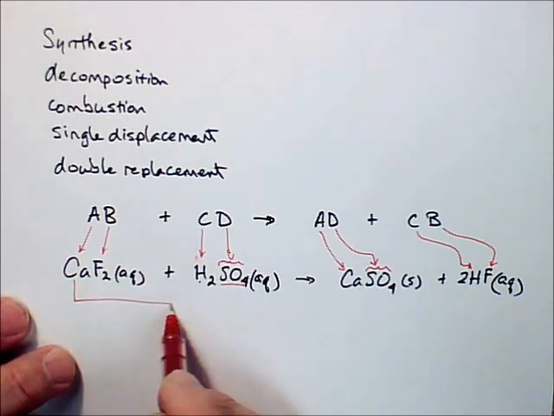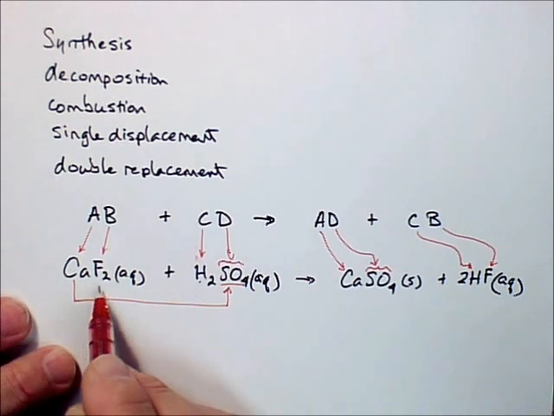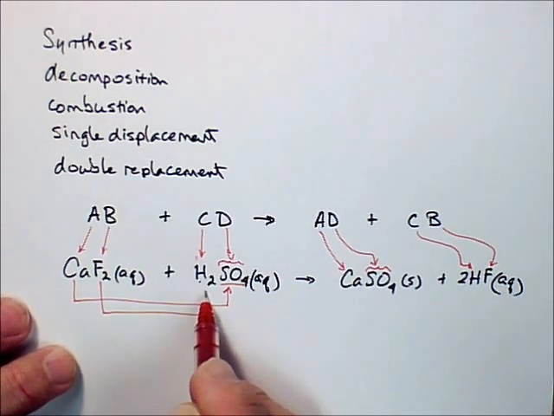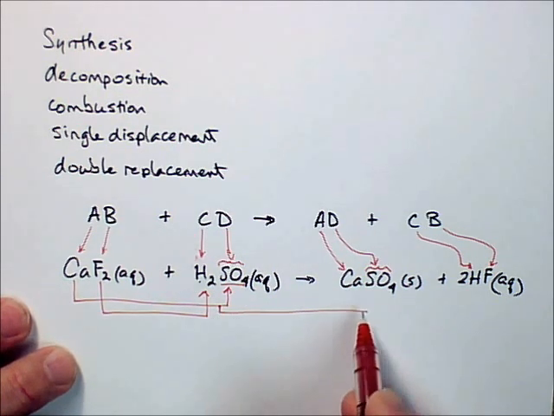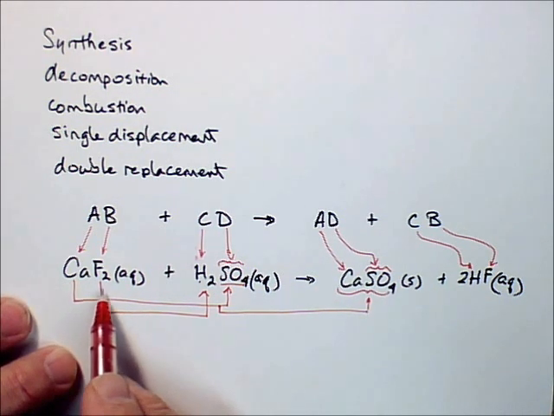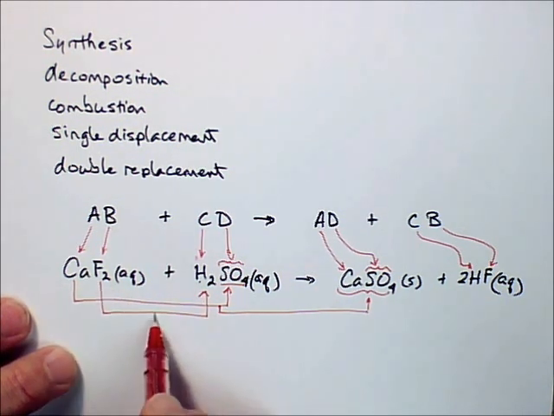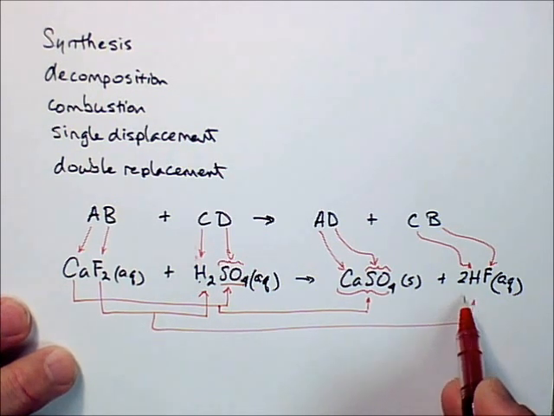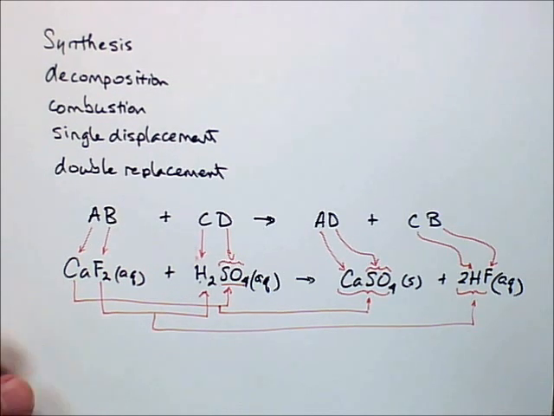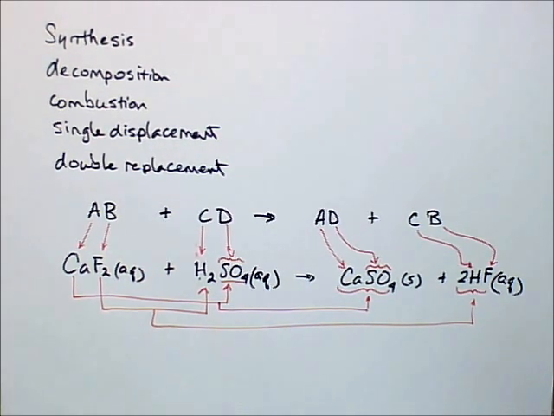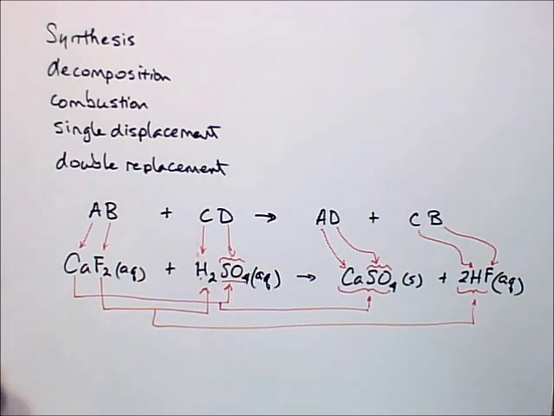So this part here joins up with that. This part here joins up with that. And the result is we've got this becoming this. And the front part of this going with the back part of that becomes this over here. Okay? So that's an example of double replacement. Let's do one more example before I give you some more practice work to do.